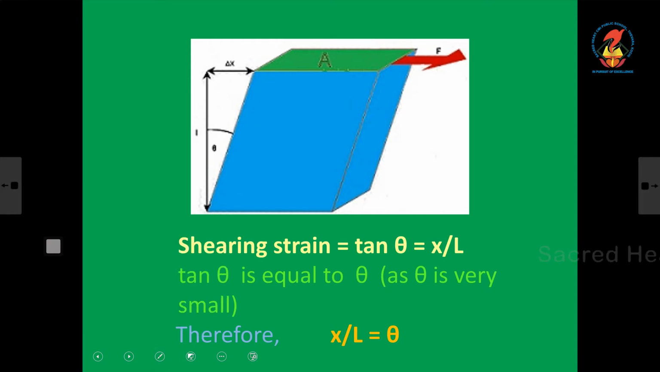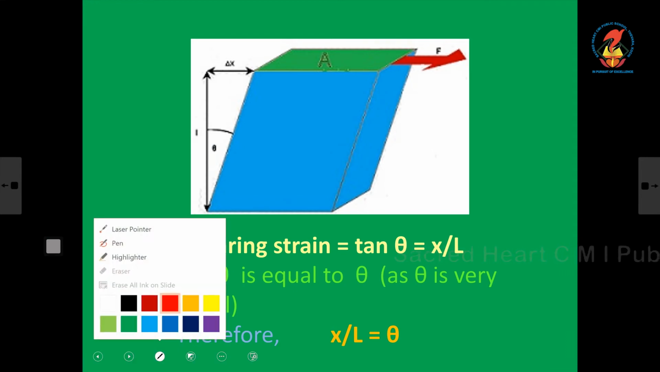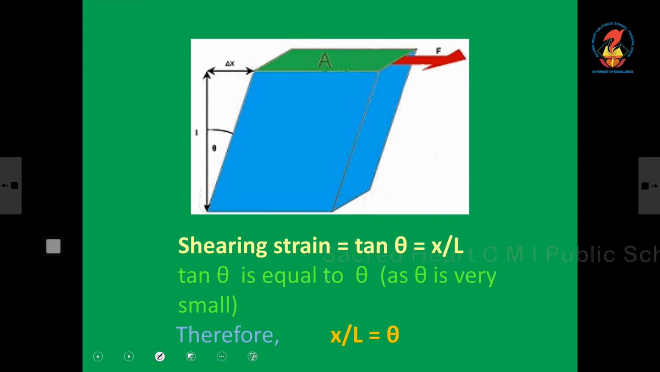Let us mark this as x, and this as L. So the length is L and the distance that it moved is marked as x, and this angle is marked as theta. So what is tan theta? Tan theta is equal to x by L, and that tan theta is called shearing strain.